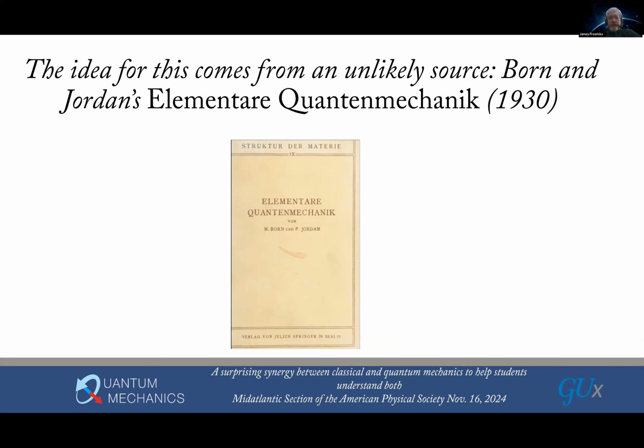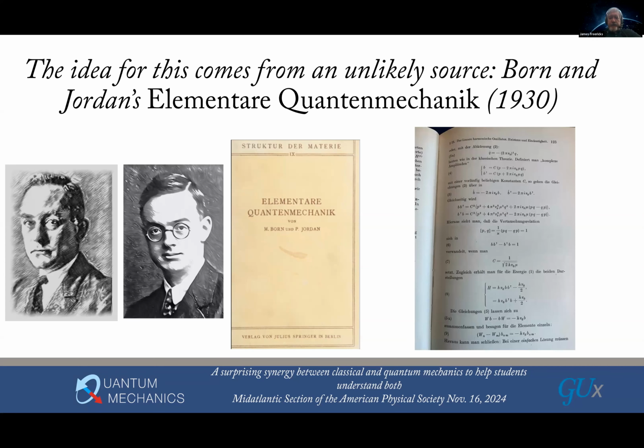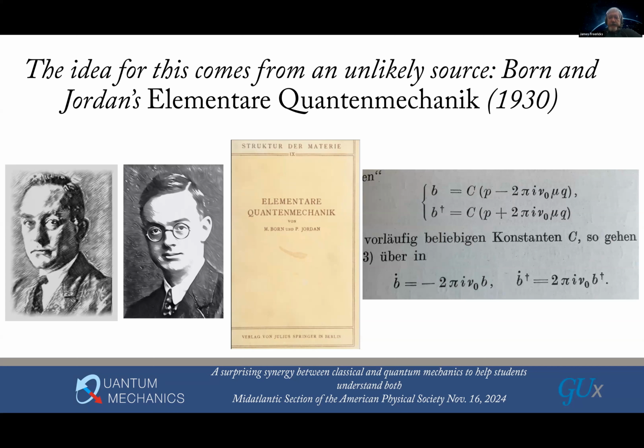It's the 1930 textbook Elementare Quantenmechanik by Born and Jordan. Here's a picture of Born and Jordan. And when they talk about the harmonic oscillator, and this is a picture from the book, they have these two lines in them. Let me get my laser pointer here. They take a combination of P with Q, and they find when they look at the equation of motion of that, the time derivative is proportional to the object.